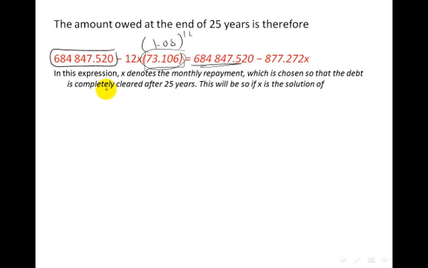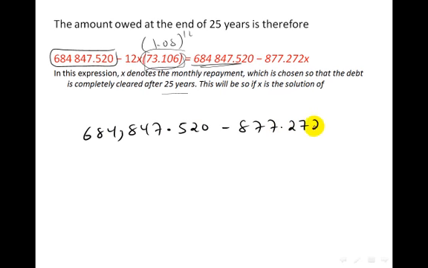So in this expression, x denotes the monthly payments, which is chosen so that the debt is completely cleared after 25 years. So this is after 25 years, so it will be 684. This will equal 0 because your debt is finished. So take this one back.